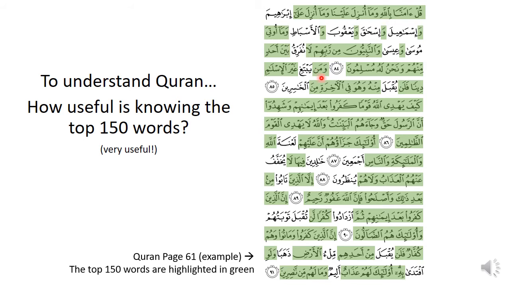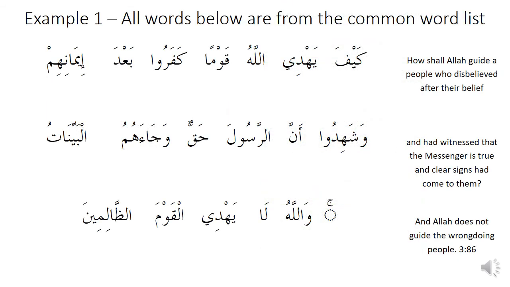The next slide we're going to drill down into this whole verse, and we're going to break it down and get some lessons from it. Okay, so this is the verse that was on the previous page that we highlighted, where each one of the words is from our 150 word list. So you can see how shall Allah guide a people who disbelieved after their disbelief? كيف يهدي الله قوما كفروا بعد إيمانهم, and had witnessed that the messenger is true and clear signs has come to them, and so on.